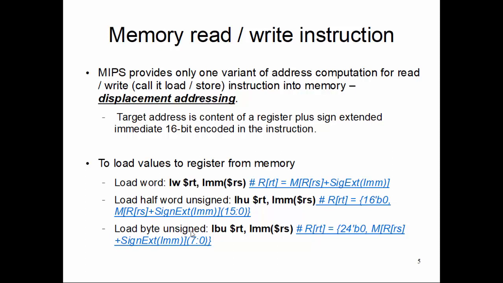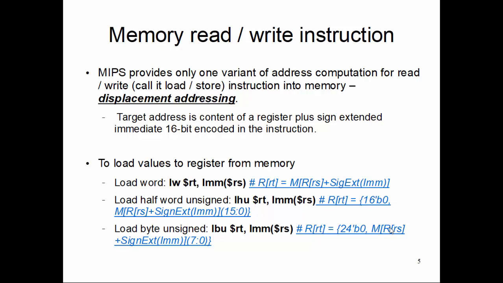There is load byte as well. So we still read 32-bit from the memory location, and out of that 32-bit we pick up the 8 lower bits, and the rest, the higher 24 bits of the target register, is filled up with 0. 24'b0 represents 24-bit zeros on the higher part, and then comma, let's think of it as a concatenation with another 8-bit which is coming from the reading of the memory.